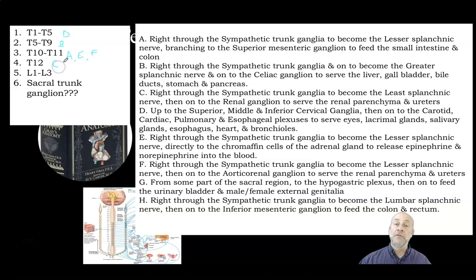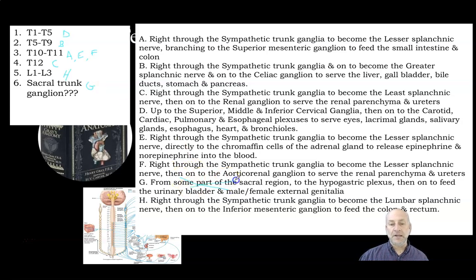What's L1 to L3? What is the outflow from L1 to L3? The outflow from L1 to L3, I'm glad you asked, is going to become the lumbar splanchnic nerve, right through the sympathetic trunk ganglia. To become the lumbar, feed that inferior mesenteric ganglion that's going to go back, feed the colon and the rectum to decrease mobility. Stop pushing feces through the digestive tract. Not the right time.